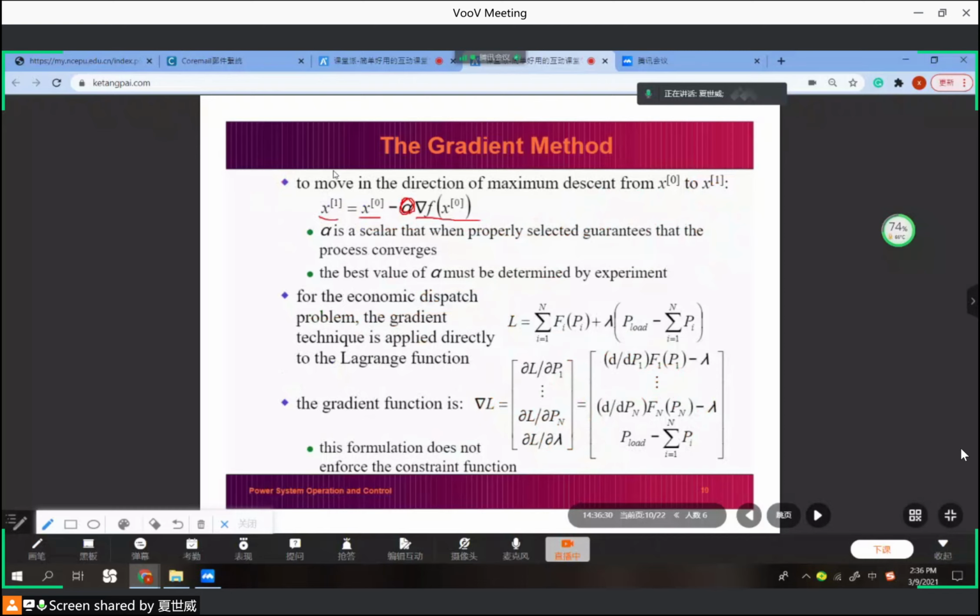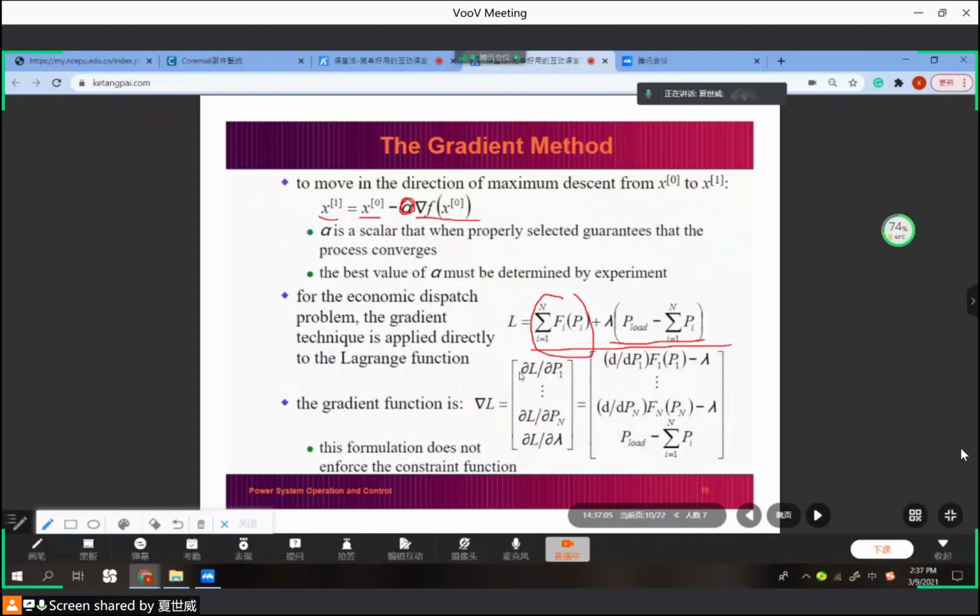So for our economic dispatch, we have the Lagrange function like this. This is the total fuel cost. This is for the constraint. The constraint multiplied by lambda, plus the objective function, you will get a Lagrange function like this. So for the first order derivative of L over P1, P2, P3 until Pn and lambda, you will get the first order derivative like this.